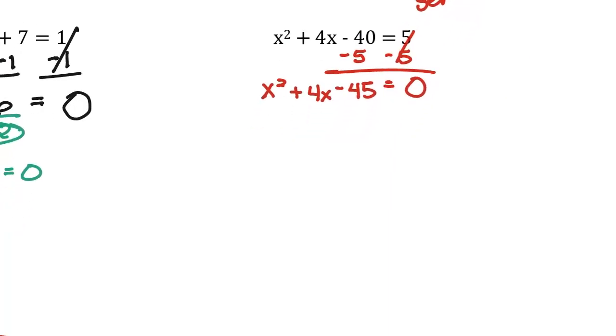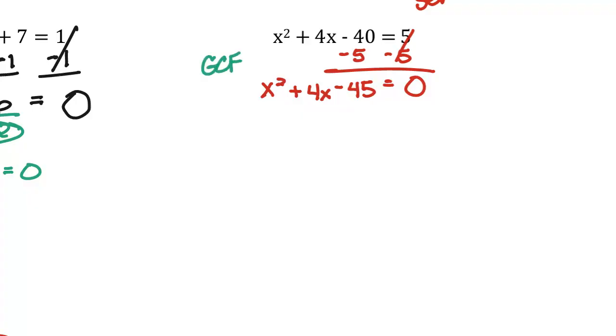All right, now we have a nice trinomial. What do I check for first? GCF. Now, this is a 1, so my numbers are not going to have a GCF. And I don't have an x in each one, so there is none. So that means with 3 terms, I need to go to X box.